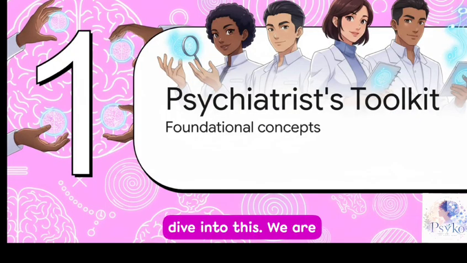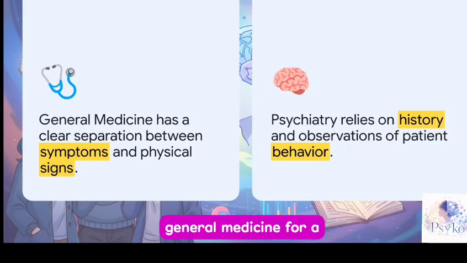Okay, let's dive into this. We are going to open up the psychiatrist's toolkit and set the stage for the foundational concepts you absolutely need to master. Think about general medicine for a second. It's usually pretty straightforward, right? There's a very clear separation between a symptom, which is what the patient complains of, and a sign, which is what the doctor physically examines, like jaundice or a heart murmur.